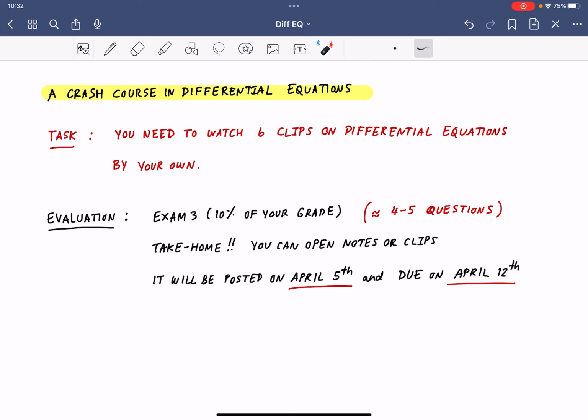And for homework number 3 for the class, we cancel it because we're going to do the take home exam, so we're going to cancel homework number 3. So the next homework for you is going to be homework number 4.